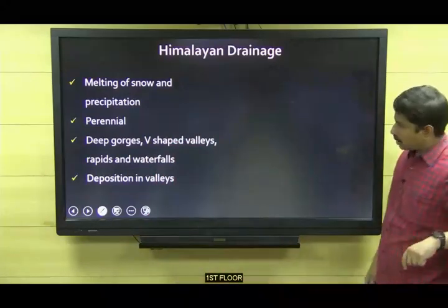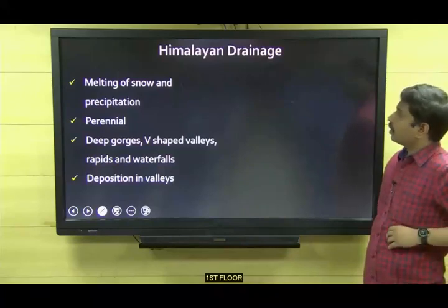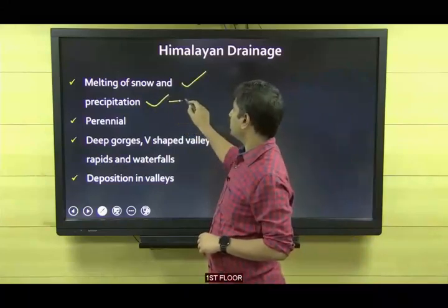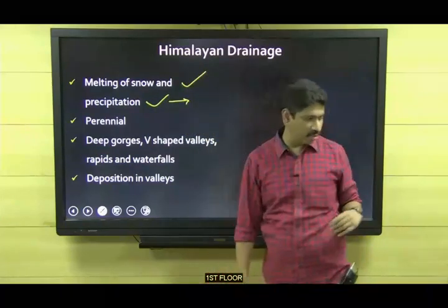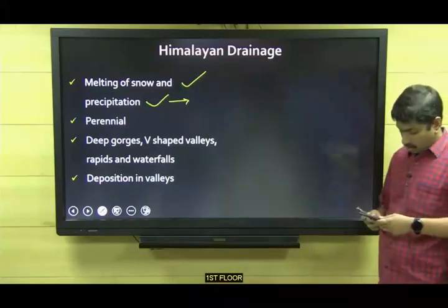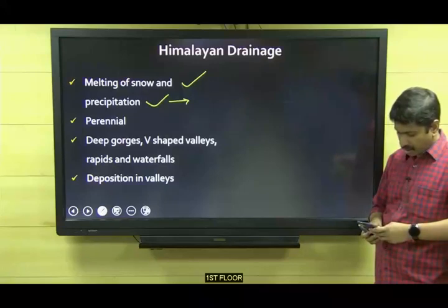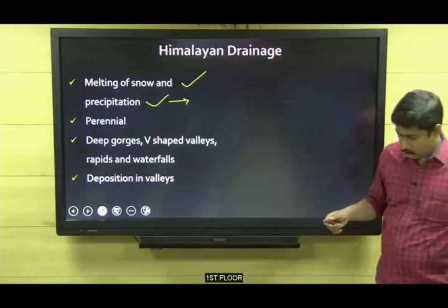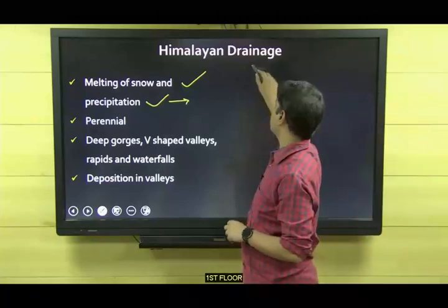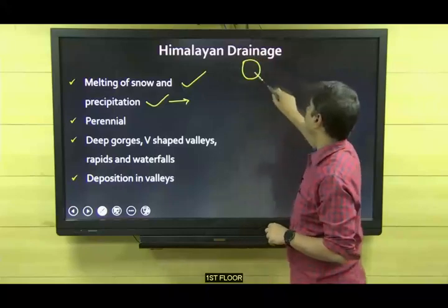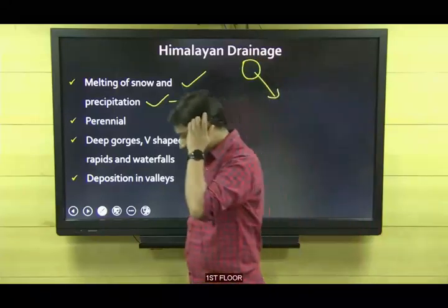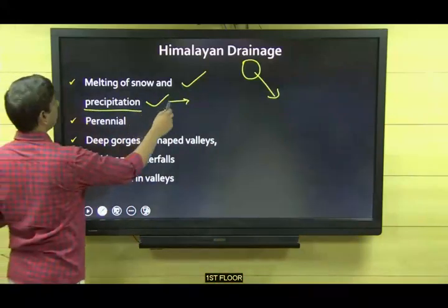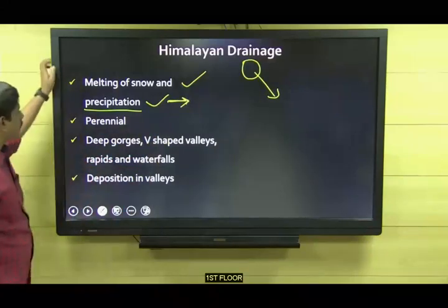So now we will see some conceptual aspects of the Himalayan drainage. It is partly because of melting of the snow and partly because of precipitation. What is the difference between precipitation and rainfall? Rainfall is a part of precipitation. Precipitation includes even snowfall and other forms of moisture coming to the earth. Frost, snowfall, dew, everything can be called precipitation. But rainfall is only the liquid form which we get as rain.